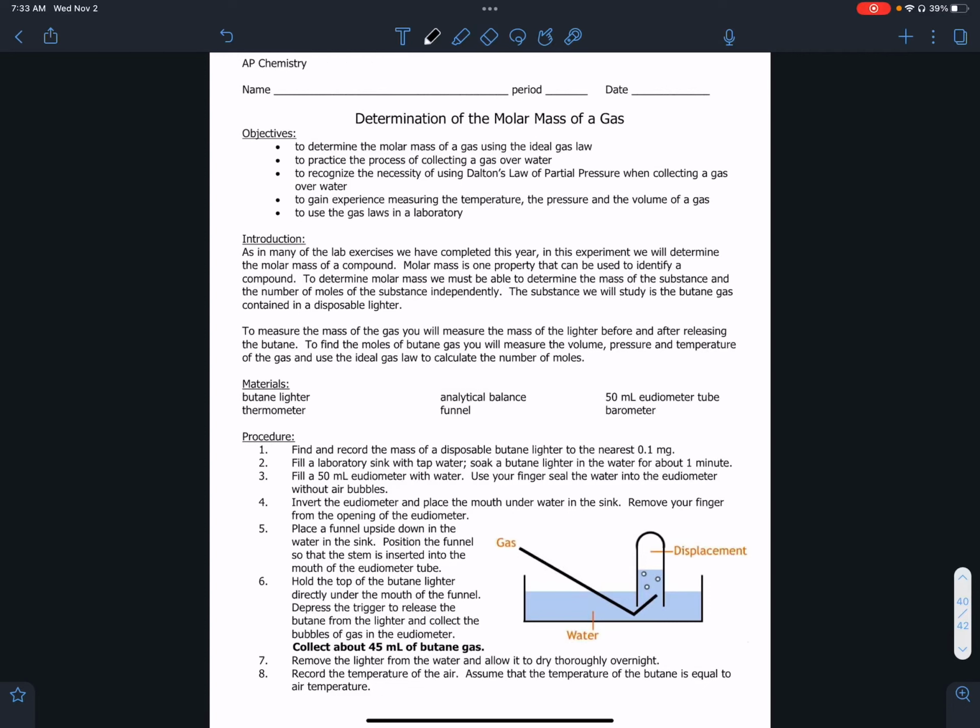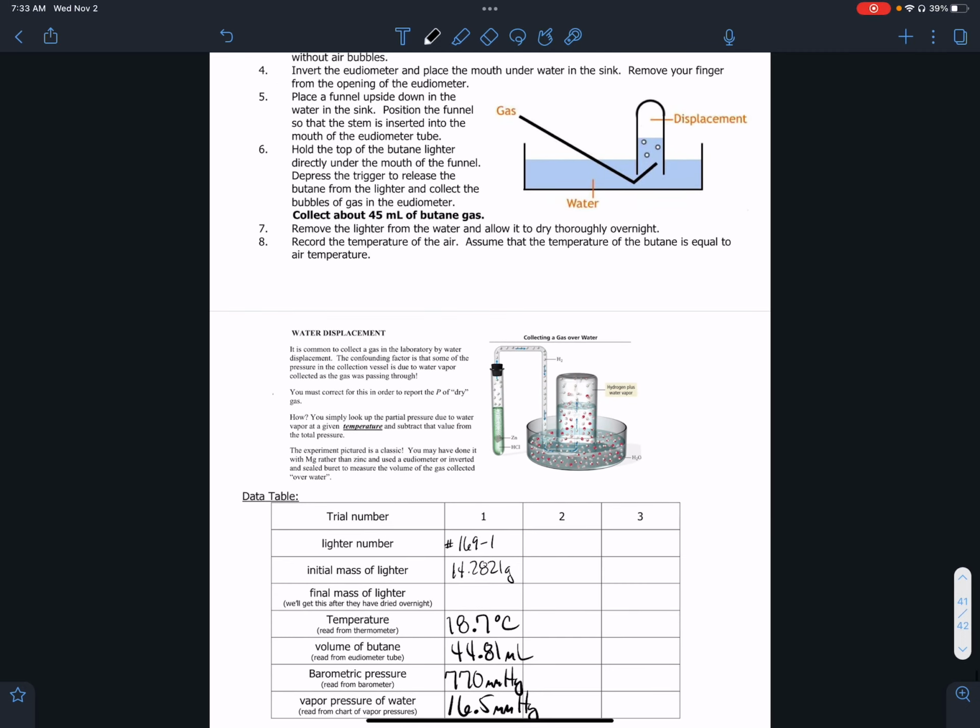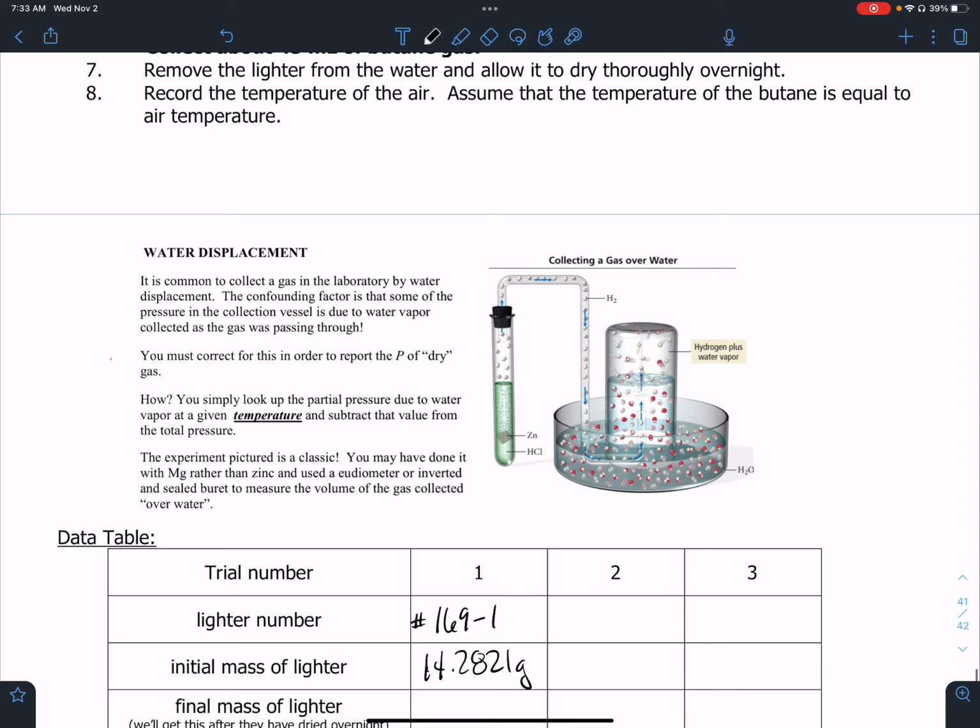Let's take a look at a few features from our molar mass of a gas lab. I copied and pasted this image from the recent homework worksheet for those who may have been absent or really didn't follow what we were doing in the lab. We collected a sample of gas over water, or underwater. The gas that we used was butane from a butane lighter.